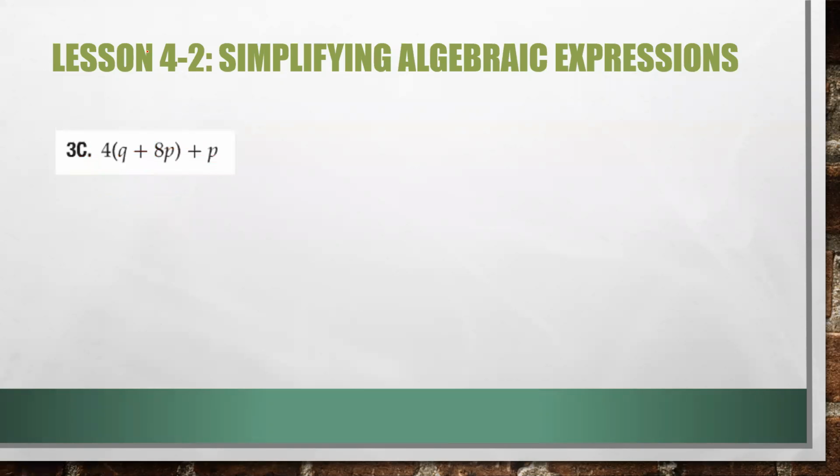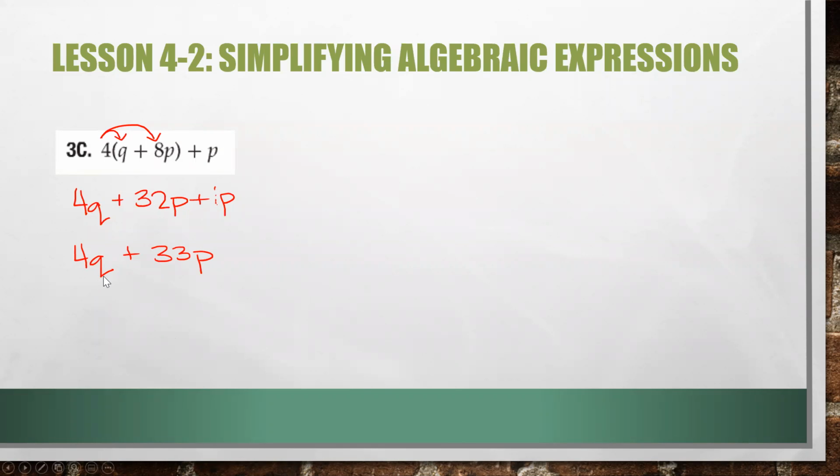Okay, and then the last one here has distributive property. So remember, when we distribute, we have to distribute to both terms in the parentheses. We're going to multiply 4 times q, that would be 4q, and then 4 times 8p, that's positive 32p, and then we still have this plus p at the end, okay? So 4q, there's no like terms, so we still have 4q, and then 32p plus 1 more p would be positive 33p. Okay, there's no more like terms.